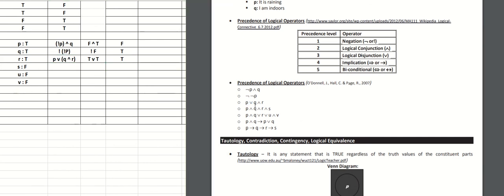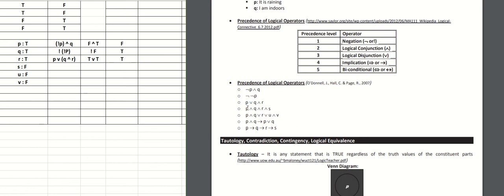Now you see how we use the precedence level in this statement. We first solve the AND operator, or the logical conjunction, before we get the truth value of the logical disjunction. I hope that's clear.